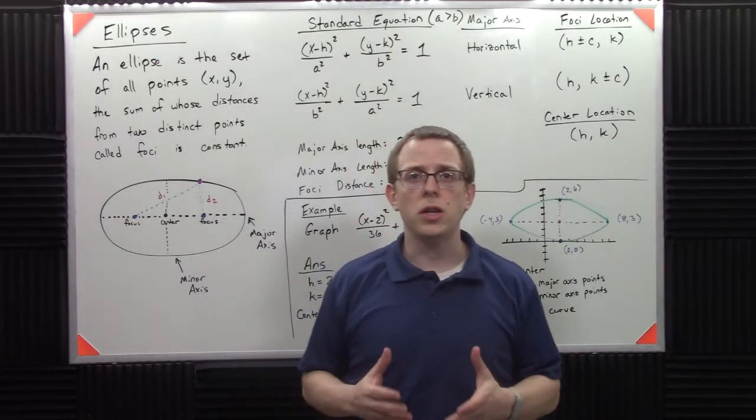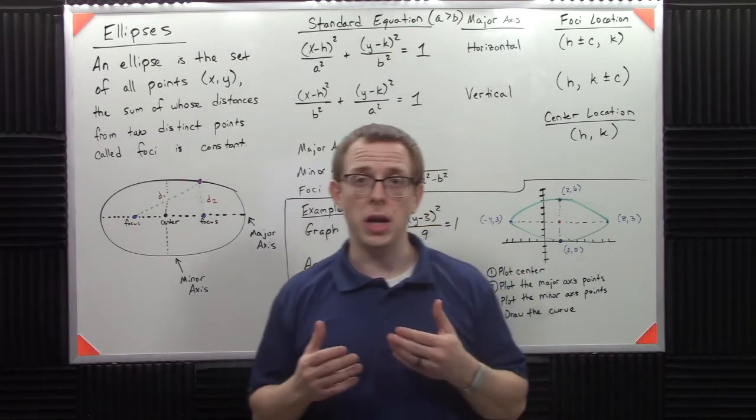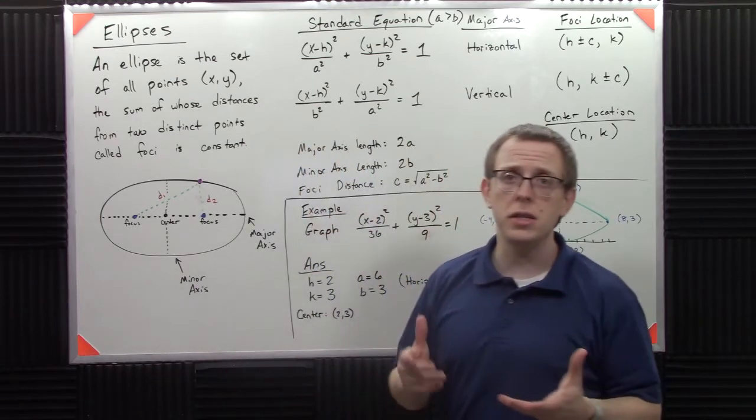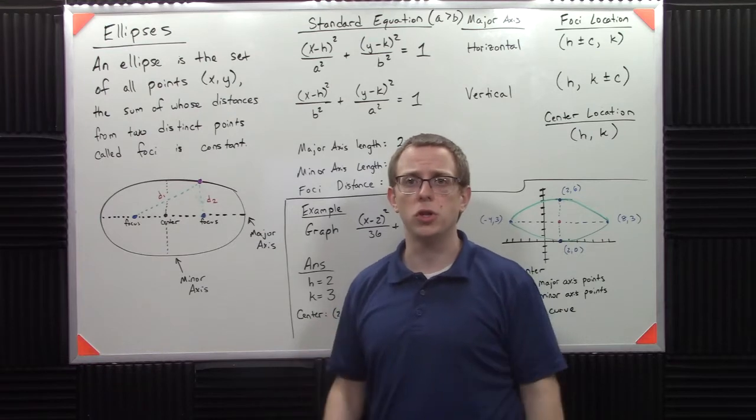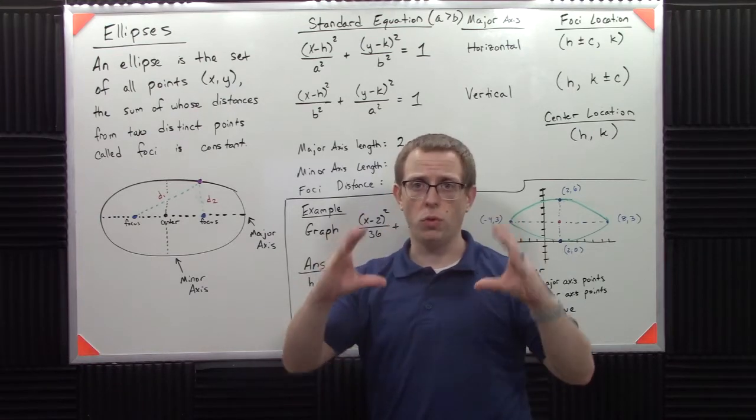So one of the easiest conic sections to talk about is the ellipse. The easiest is a circle, and hopefully you're familiar with that. But an ellipse is kind of a generalization of a circle. It's the idea if you take it and you deform it.